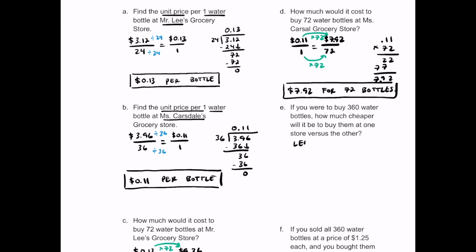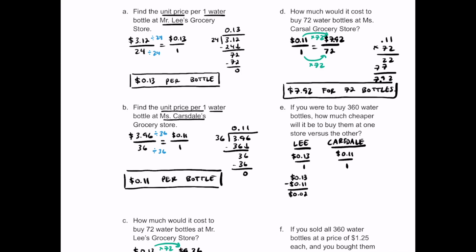So if you're looking at Mr. Lee's grocery store, that's going to be 13 cents for one water bottle, right? And if you're looking at the Carsdale one, that unit price is 11 cents for one water bottle. So what's the difference between the two prices per one water bottle? Well, if you take 0.13 and take away 0.11, there's a difference of 2 cents per water bottle, right? For every one water bottle that you buy from Mr. Lee's store, you're going to pay 2 more cents than you would at Miss Carsdale's.